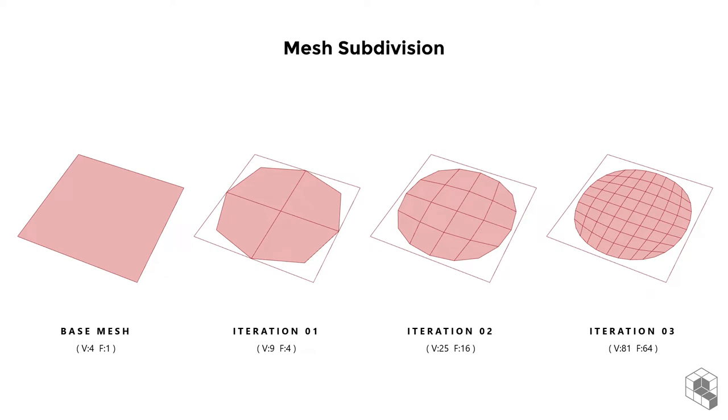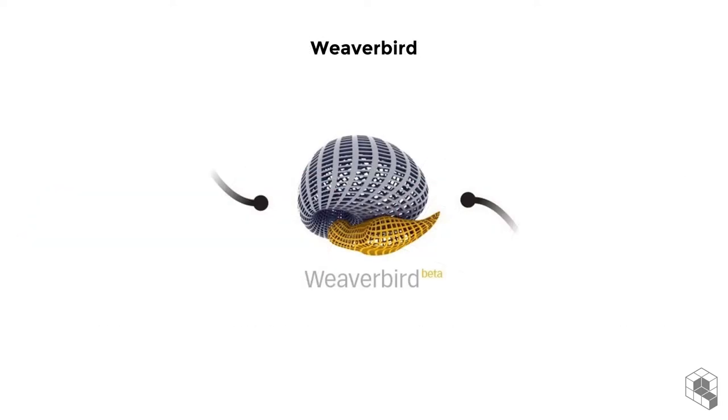Grasshopper's native commands for subdividing meshes are limited in functionality. Hence we will use an additional plugin called Weaverbird. It is a topological modeler that contains many of the known subdivision and transformation operators.